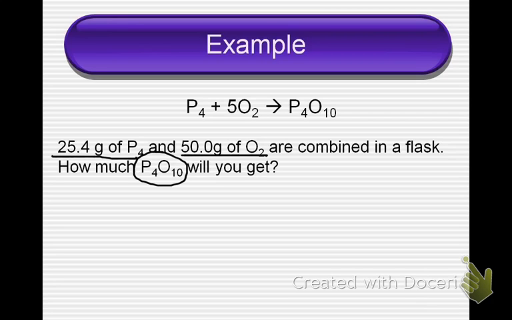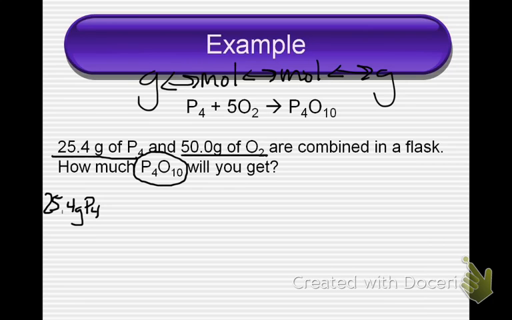We've identified everything. Let's do step number 2, which is to convert given number 1. And given number 1 is 25.4 grams of P4. And we're going to convert that into moles of P4O10. So let's remember grams to moles to moles to grams. And remember, for the step numbers 1 through 3, we're just going from grams to moles to moles. We're going to stop there.